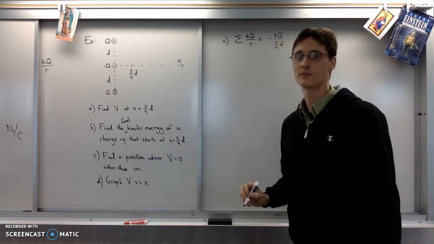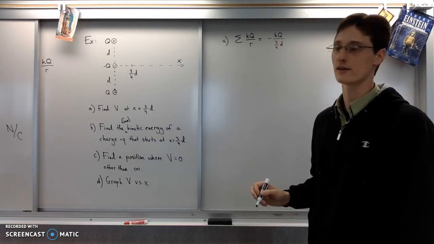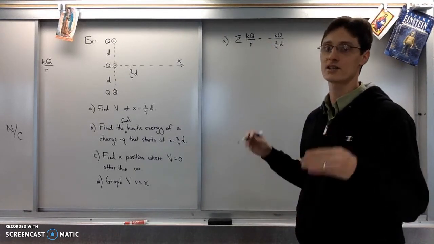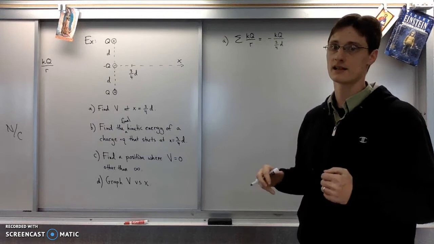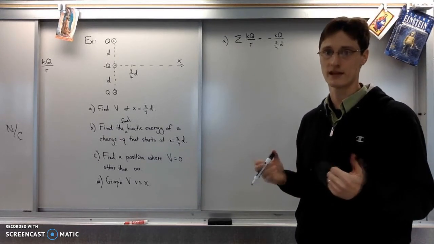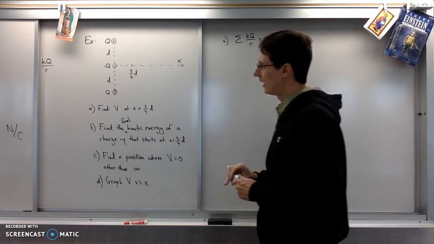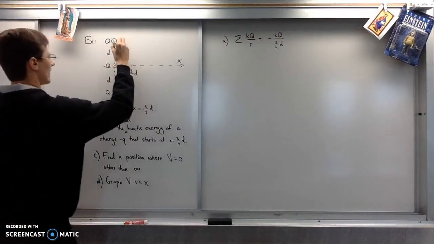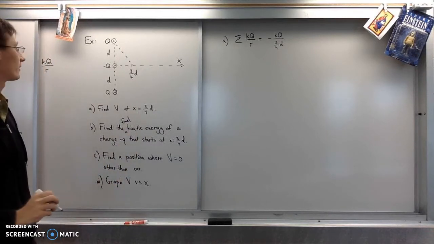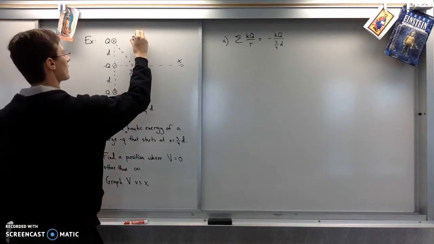So I picked that one because I didn't have to do Pythagorean theorem. Also notice the potential for that one is negative because it's a negative charge. And that's the entire reason why. Negative charges always produce a negative potential around them. All right. For the two positives, we're going to have to figure out what this distance is, which means some Pythagorean theorem. So let's see.